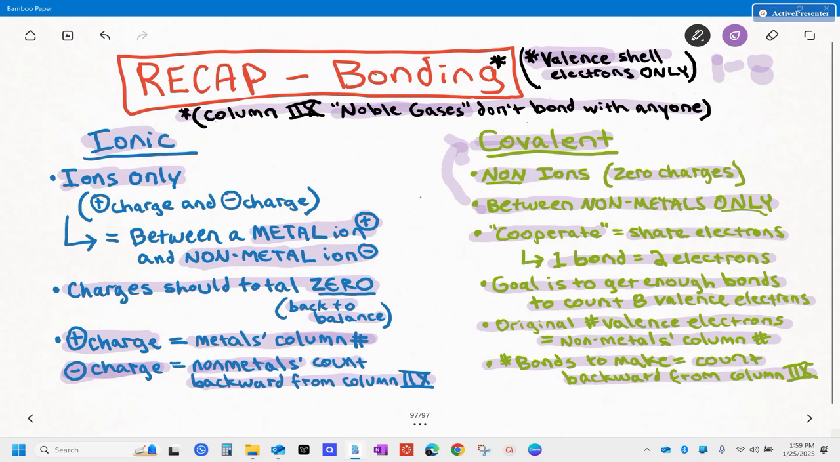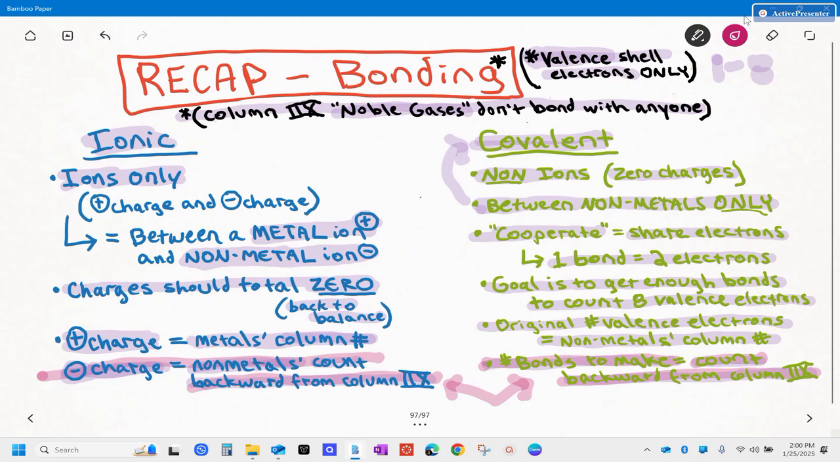And if you notice, on both ionic and covalent bonding, in ions, if you want to find out a nonmetal's negative charge, if the nonmetal is an ion, you count backwards from column 8, and that's how much of a charge that nonmetal ion has. That's how many extra electrons it has picked up. You can also count backwards from column 8 to find out how many bonds a regular, non-ion element needs to make in order to get 8 valence electrons for the covalent bonding. So yes, these two are the exact same procedure. You're doing the same thing, but for two totally different purposes.